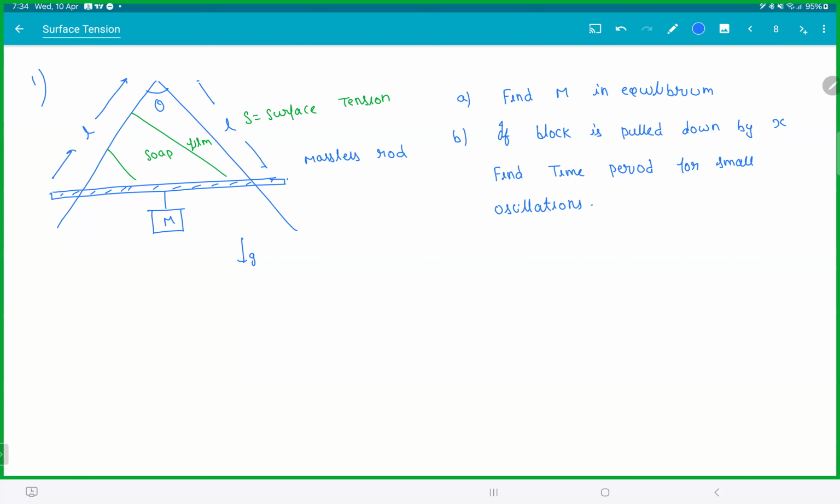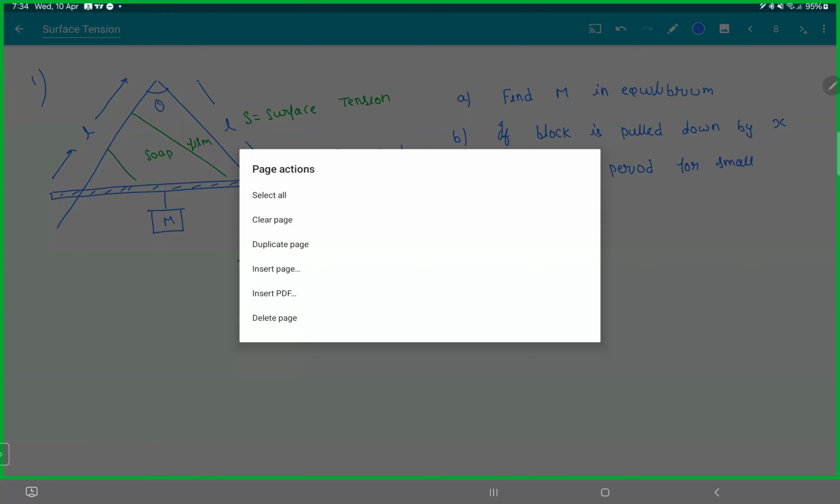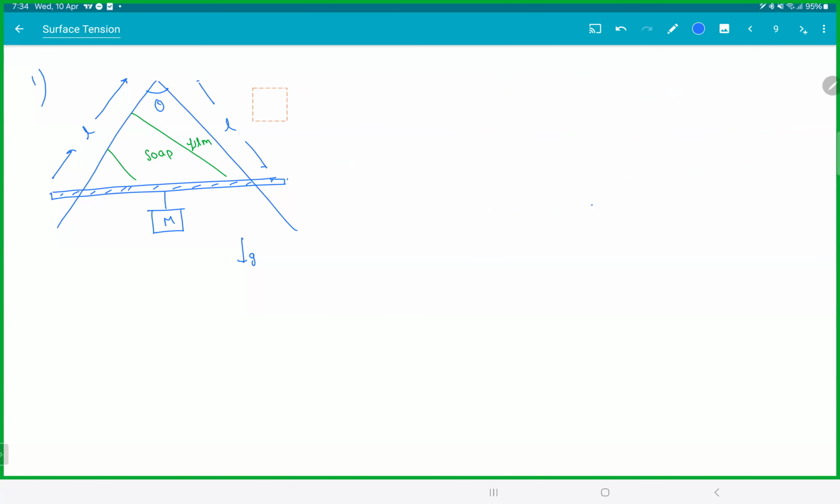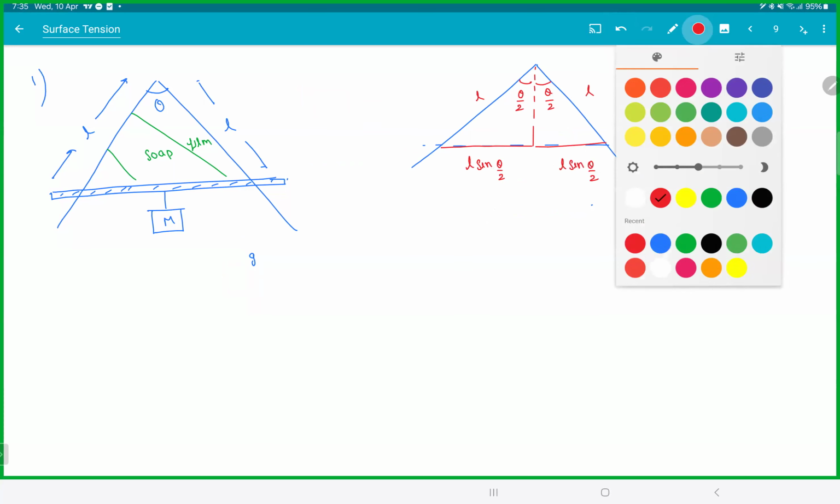Okay, the first part is easy. If you look at this shape here, it is just geometry. Drop a perpendicular. This will be theta by 2. This is L, so this length will be L sine theta by 2. This is also L sine theta by 2. So the total length of the rod is 2L sine theta by 2.